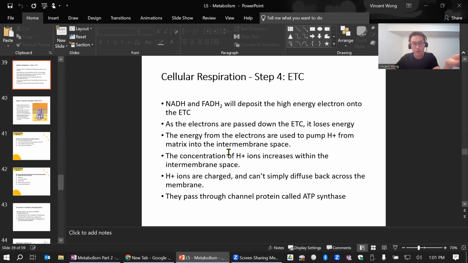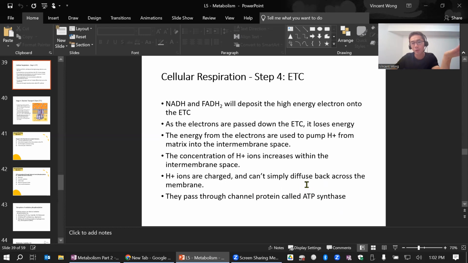So the concentration of H+ ions increases within the intermembrane space. They want to come back in. Things naturally want to go down their concentration gradient from high to low, but they cannot come back in. Why not? Because they are charged. The H+ ions are charged. Charged particles cannot simply go through a membrane, right? Because of the hydrophobic tails. So we provide an alternate path for them to come back in, right?